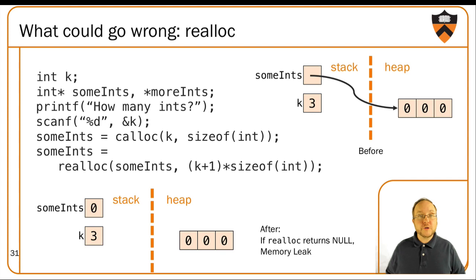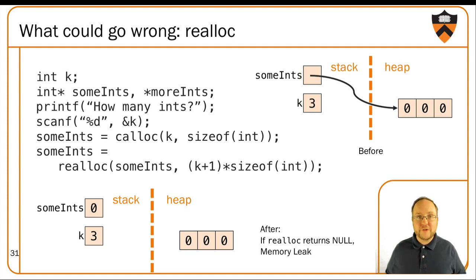When realloc returns null, we now have overwritten our pointer. We have some ints pointing at null, but some ints was the only thing we knew of how to get to this memory in the heap. So now we have no way to get to the memory that was allocated. When realloc returns null, it doesn't move it. It just leaves everything the same.